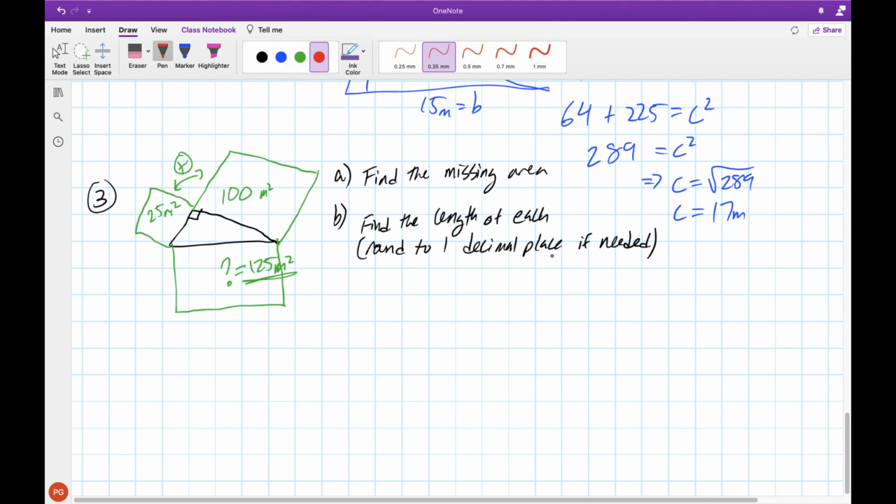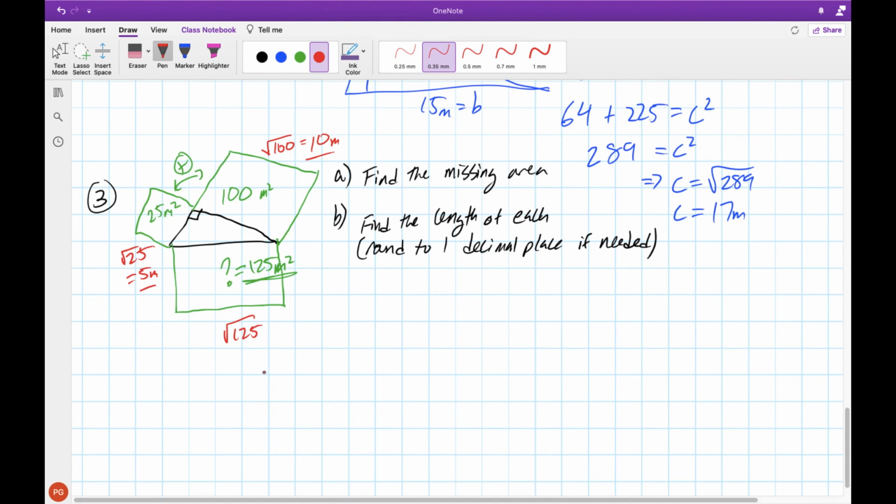For part B, we want to find the length of each side, which remember is the same as taking the square root. So in this case, the side length here would be the square root of 25, which we know is 5 meters. This side right here would be the square root of 100, which you might know is equal to 10 meters. Over here, we get the square root of 125.